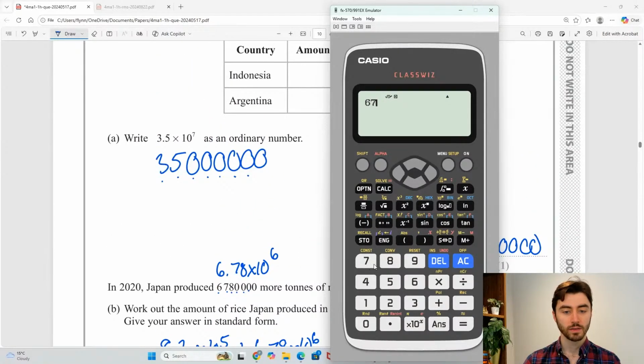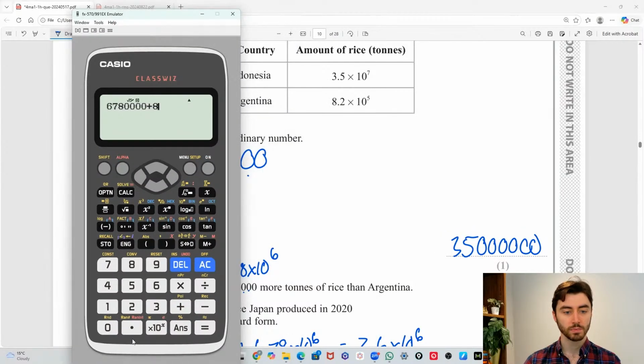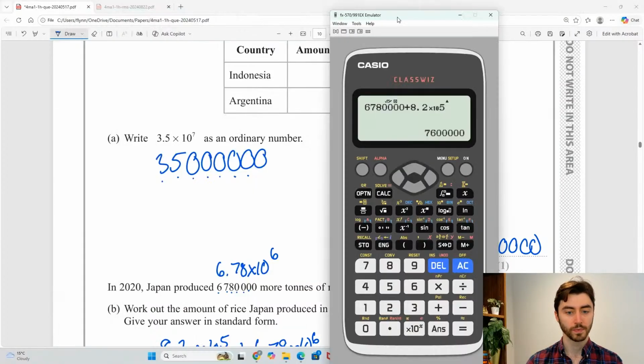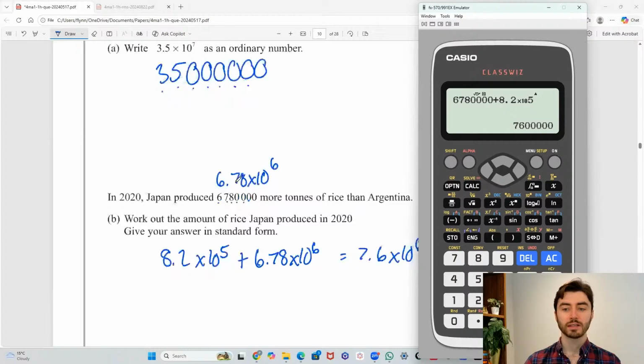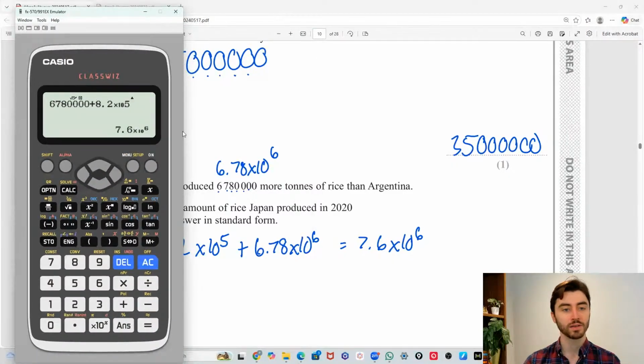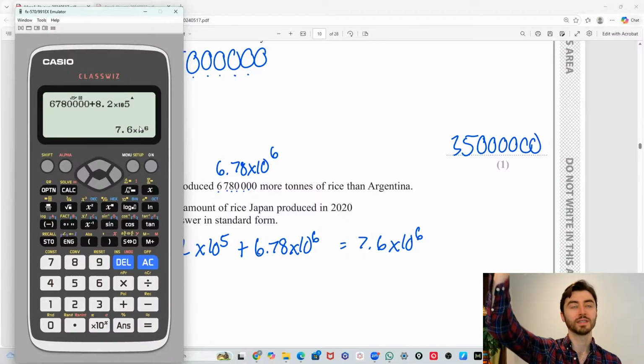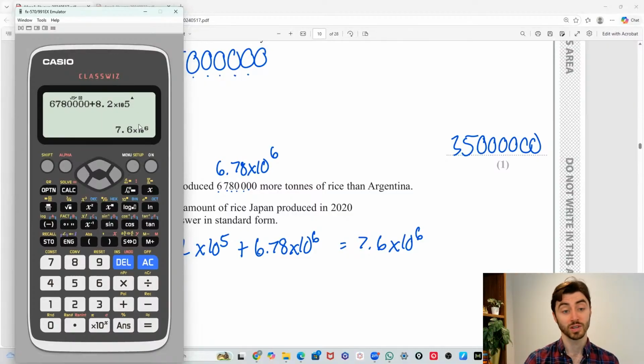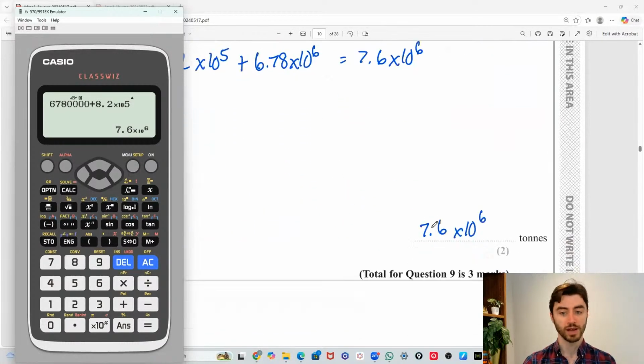So 6, 7, 8, 0, 1, 2, 3 plus Argentina's value of 8.2 times 10 to the 5 is that thing. Now, if I want to do that in standard form, this ENG button is a lifesaver because it gets you to the nearest power of, so it would give you 10 to the 3 or 10 to the 6 or 10 to the 9, and you can kind of adjust from there. So I can see it is 7.6 times 10 to the 6, and I am correct.